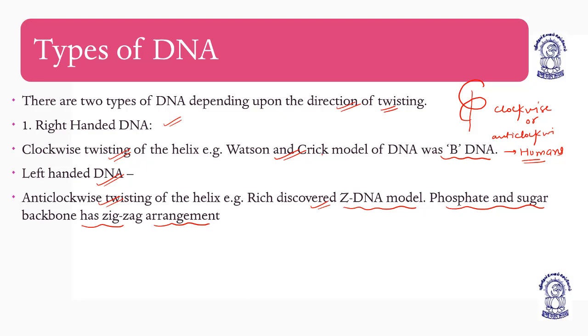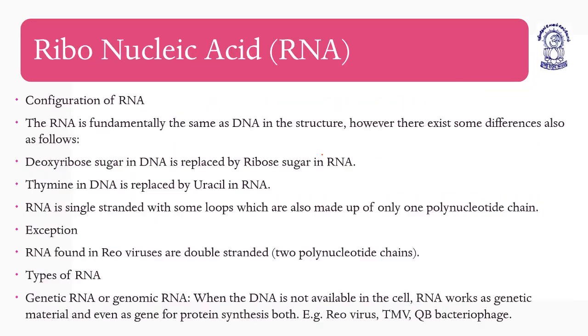The types of DNA also include A, B, D, Z. All these types are given, and you will be considering all of them in the molecular basis of inheritance.